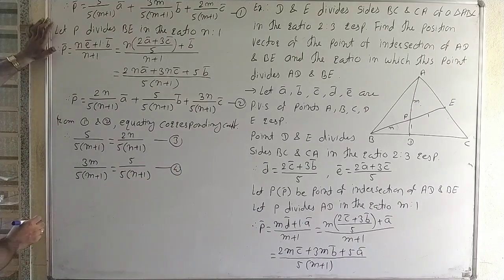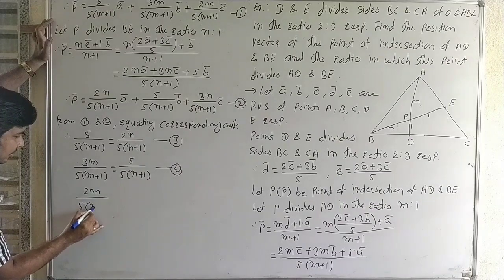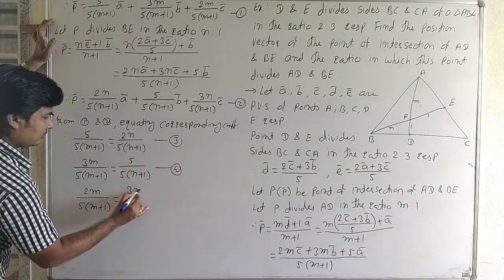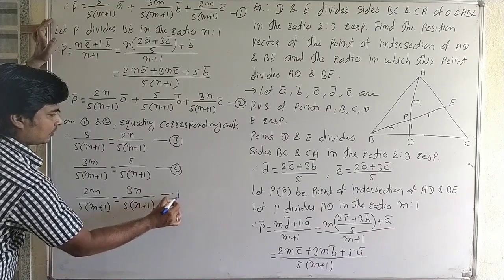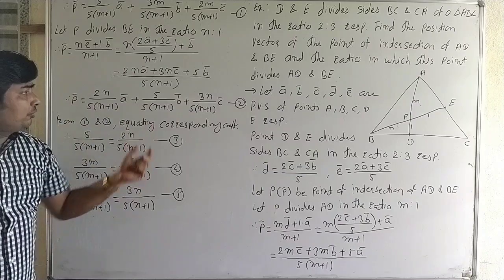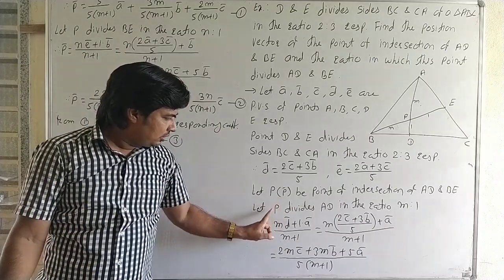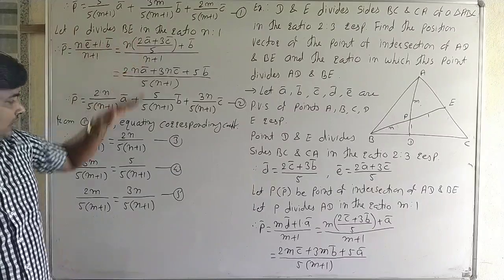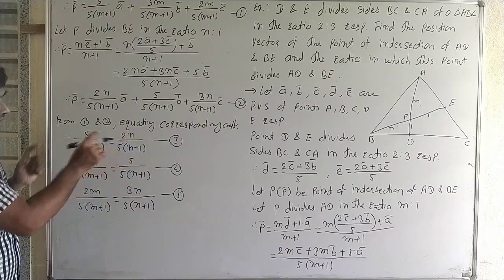Then c bar, it is 2m upon 5 into m plus 1 is equal to c bar, it is 3n upon 5n plus 1. It is equation number 5. Now we find the value of m and n, that is the ratio m is to 1, the ratio in which P divides AD, and n, the ratio in which P divides BE. We find the values of m and n using these relations.